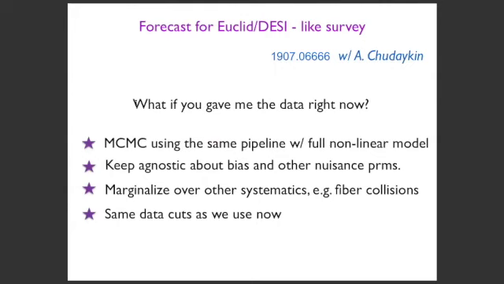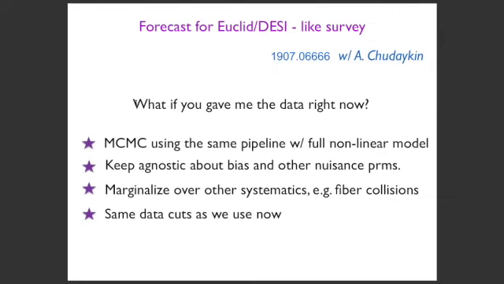Okay, so we have done this for BOSS. What is going to happen in the future? This we already know, because we did a forecast for a Euclid or DESI-like survey. The main idea behind this forecast was to be as realistic as possible. What if you give me the data right now? What if Euclid already measured everything, and you gave me the data?